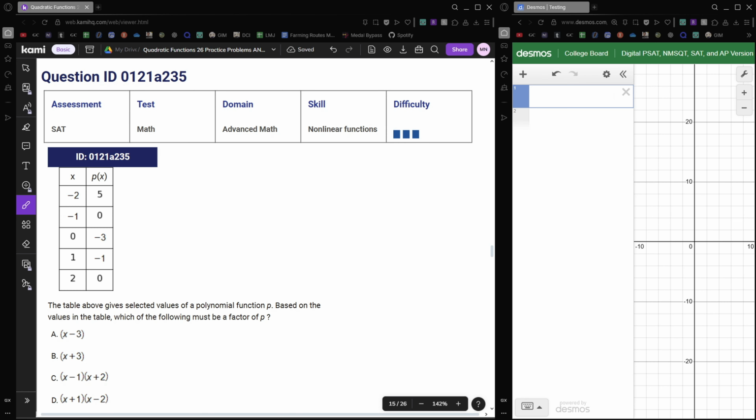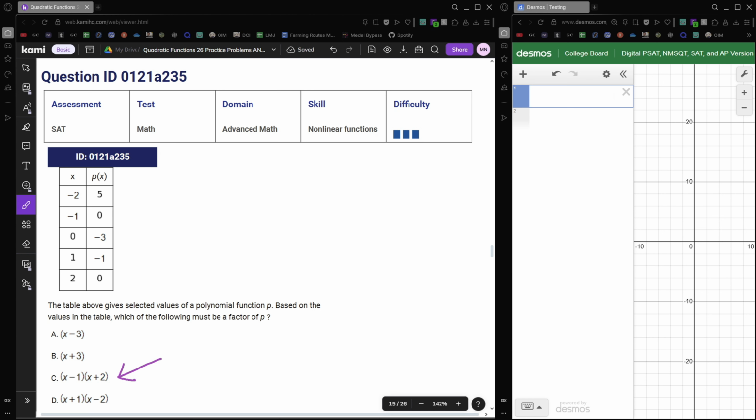Question number 15. The table above gives selected values of a polynomial function p. Based on the values in the table, which of the following must be a factor of p? Now if you go ahead and look at our answer choices, you'll notice that all of them are in this factored form, which is also known as intercept form. And the thing about intercept form is that when you set them equal to 0, so if I were to set x minus 3 equal to 0, then you would actually get the x-intercept, x equals 3. So basically, the factors here are just the x-intercepts.